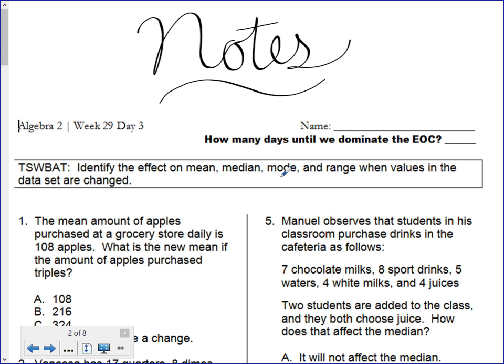Which paper are we looking at first? Well, I'm about to tell you. How many days until EOC 31?